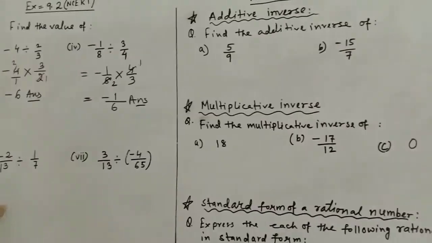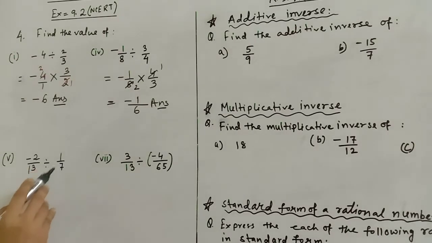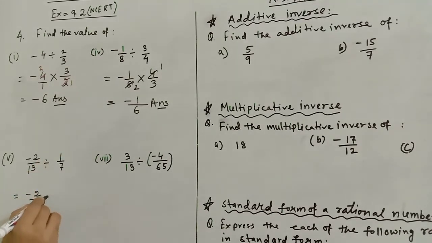Next is question number 5. Minus 2 by 13 divided by 1 by 7. In the same way you have to do minus 2 by 13. The dividend you will not change, don't make its reciprocal, only the divisor. So into sign, and 1 by 7's reciprocal is 7 by 1. Is it possible to cancel? No. Then what you will do: minus 2 into 7, minus 14 by 13.